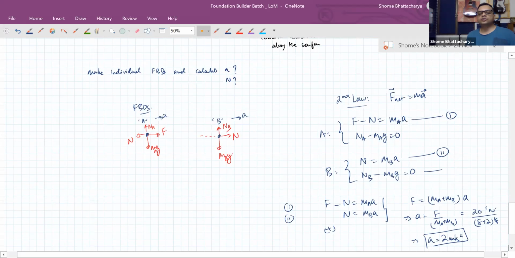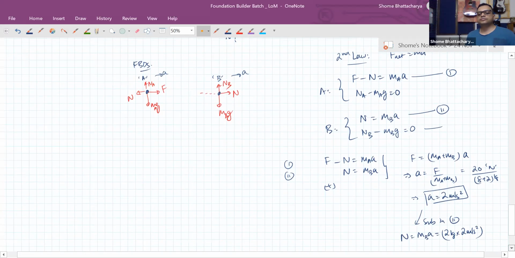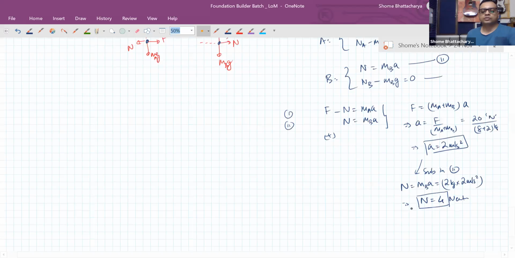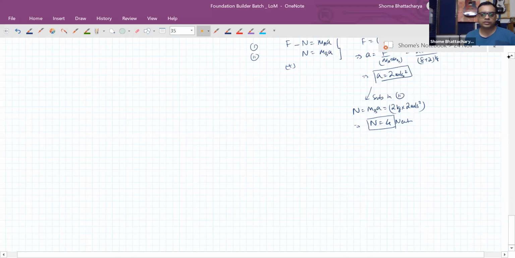Now substitute this back in equation 2. You will get the normal reaction. So that is 2 kg multiplied by 2 meters per second square. So the contact force between A and B, or the normal contact force between the two blocks, will be 4 newtons. You can substitute that in equation 1 also, it will give you the same result. So it doesn't matter whether we substitute in equation 1 or 2, because we are solving the equations simultaneously.